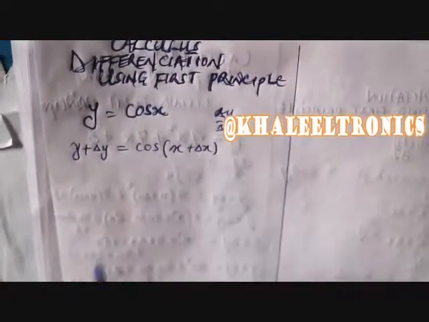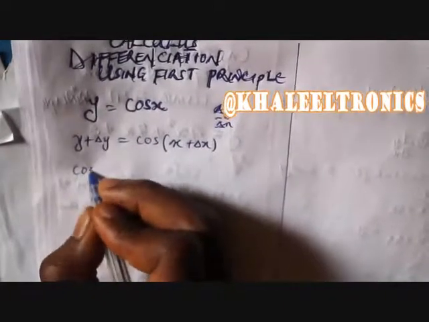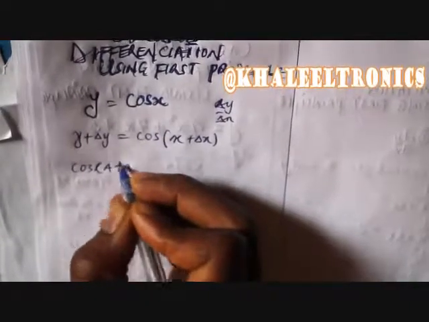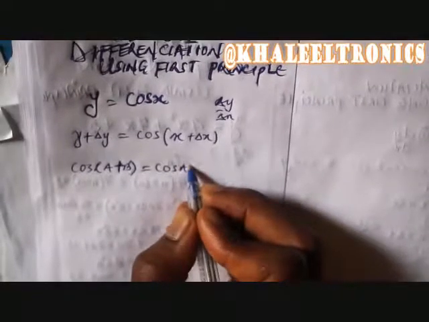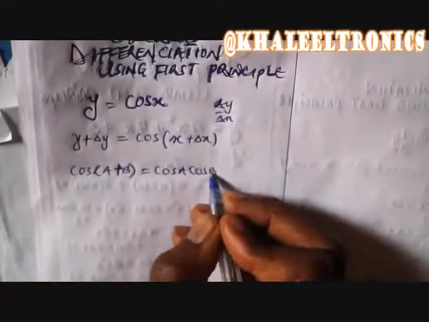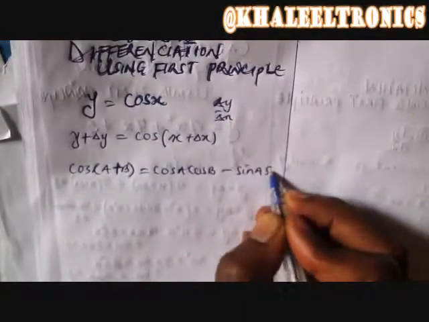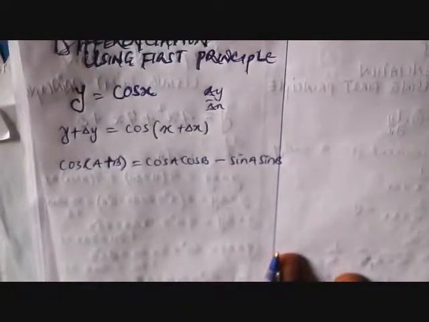From the trigonometric identity we know that cos(a + b) is equal to cos a cos b minus sin a sin b. Okay, so let's apply this formula to cos(x + dx).